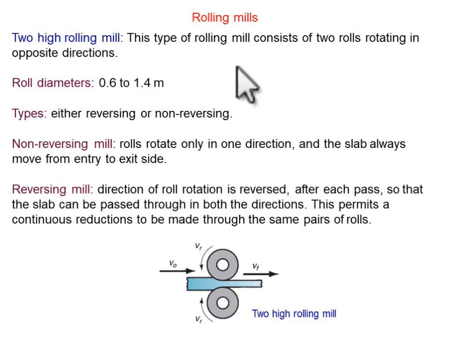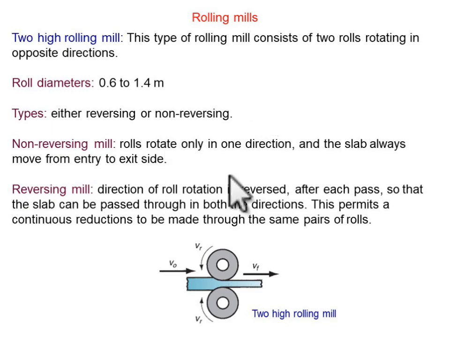Now the roll mills. Roll mills are the rolls that we use. The combination of rolls that we use in rolling operation is called a roll mill. We have different kinds of roll mills that we use in industry. Firstly, let's start with the two-high rolling mills. This is an example of a two-high rolling mill in which the rolls rotate in opposite directions. We have two types of two-high rolling mills: one is the non-reversing mill, the other is the reversing mill.